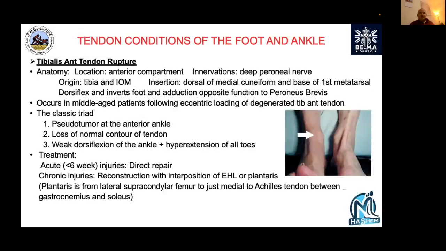How to treat it? Acutely, within the first 6 weeks, all you do is go and directly repair it, and you need to do a proper repair with proper core suturing. If it's a chronic rupture, the option is to reconstruct. The problem of reconstruction is that it is difficult to find a muscle which does the same action and is in the same line of pull. But the options we have are either the EHL or the plantaris.